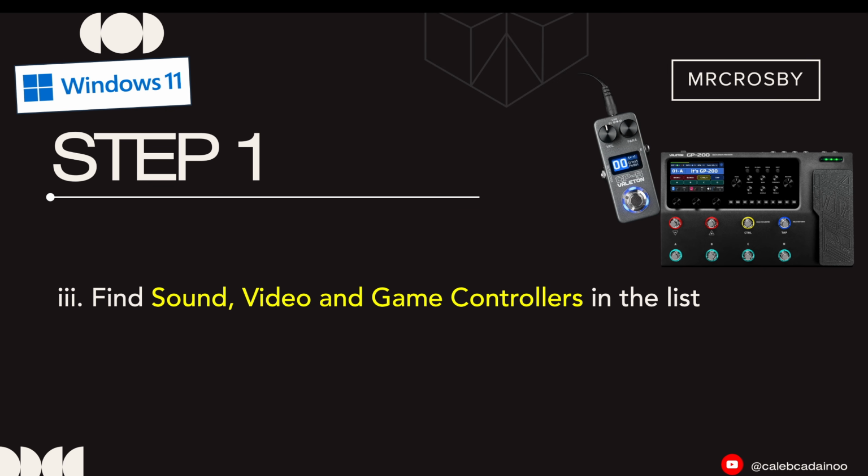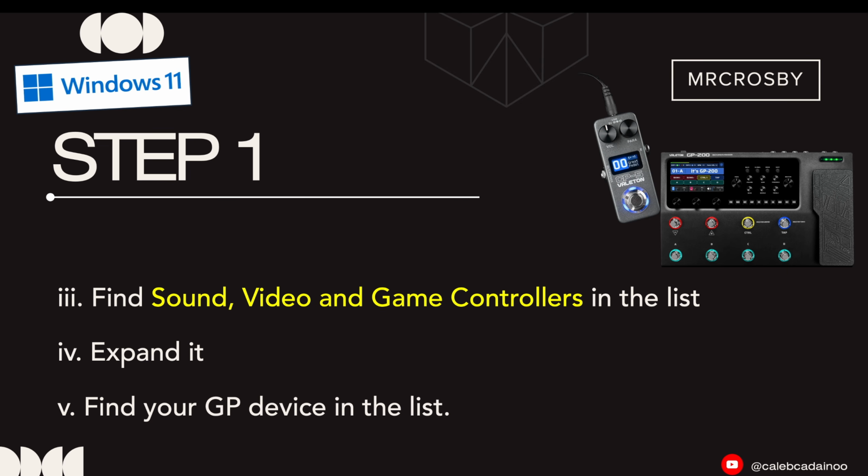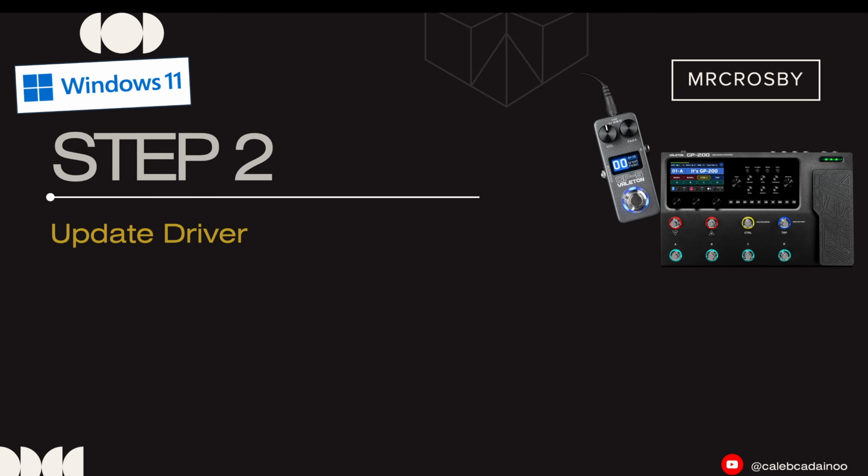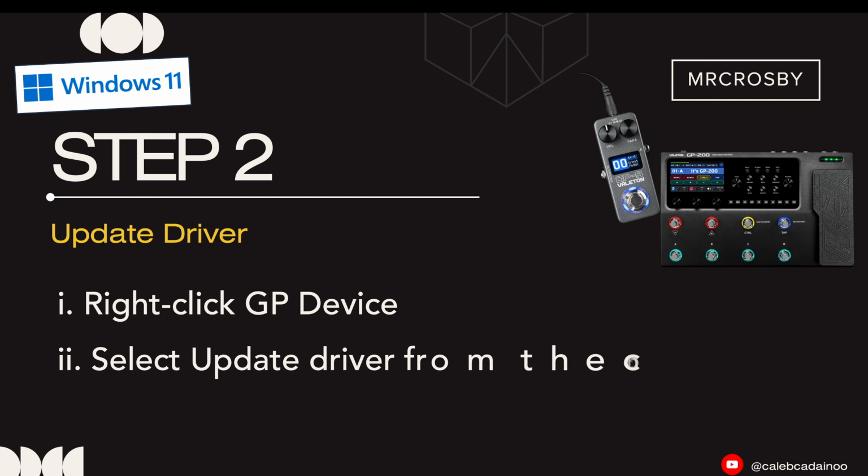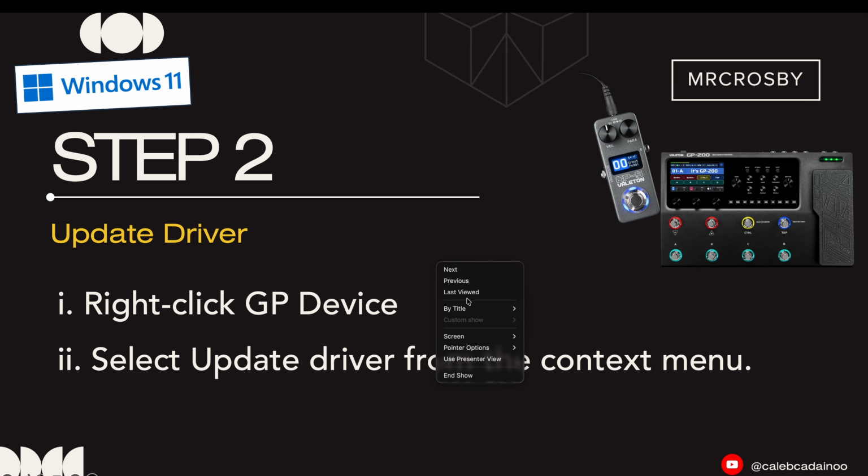So next will be to find sound, video and game controllers in the list, then you expand it and then you find your GP device, so it could be GP5 or GP200. Now after you are done, the next is to update the driver. So right click the GP device and then select update driver from the context menu. A context menu is the pop-up that comes when you right click. So you would have to select that from the device manager menu.